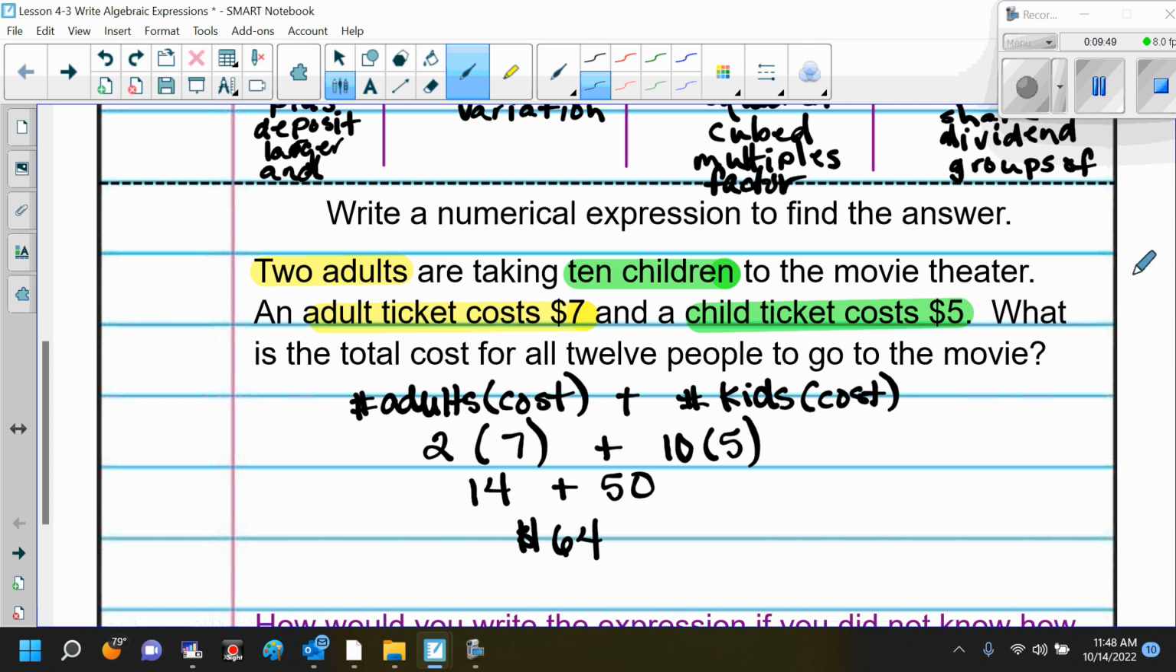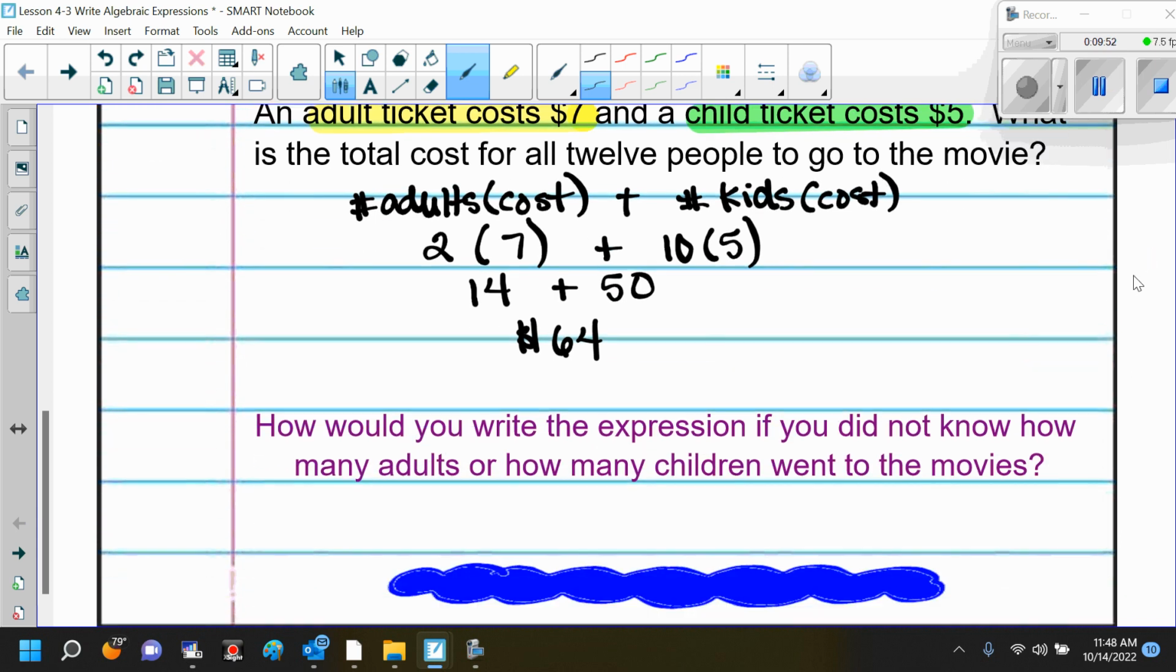Now, how would you write the expression if you did not know how many adults or how many children went to the movies? We could use letters, right? So here, if we did not know how many adults were going, we would have a question mark times the cost, right? And then we would add a question mark for the kids' cost, right? Now, you said we could use a variable, right? So let's use A.